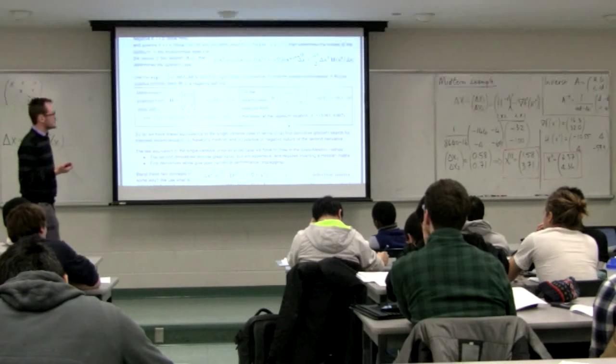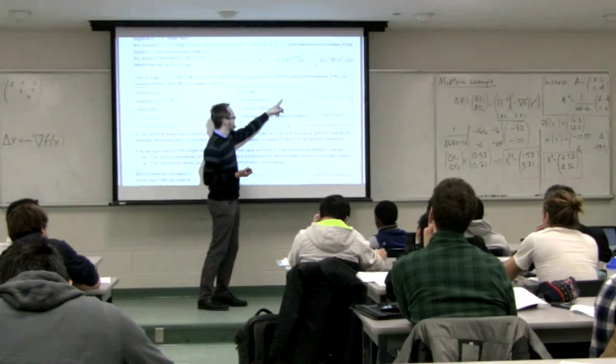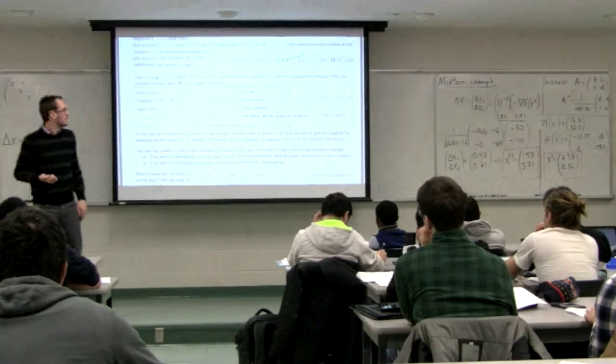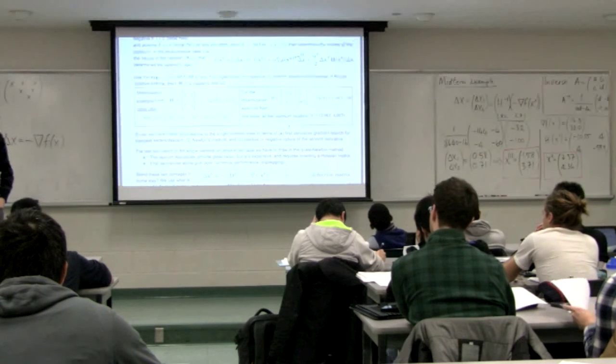For the example we just covered in class now, if you calculate the Hessian matrix at the optimum and find the eigenvalues for it, those eigenvalues are all negative. That's a negative definite matrix, and that confirms that we've maximized our solution.